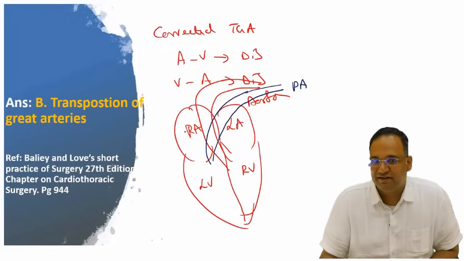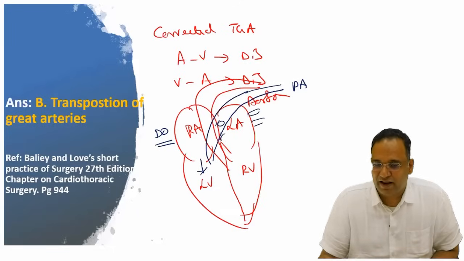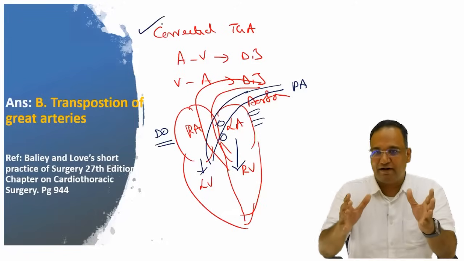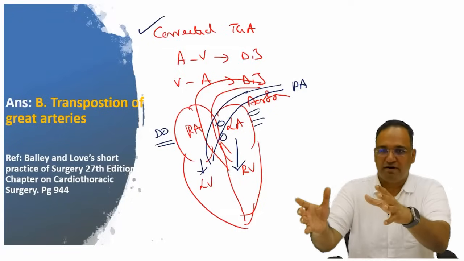But what happens? The deoxygenated blood enters the RA, goes to LV, and goes to PA. Deoxygenated blood ultimately goes to PA only. Similarly, oxygenated blood which comes to LA goes to RV. But RV in fact opens into aorta, that means oxygenated blood goes to the systemic circulation, to aorta only. So, this is called corrected TGA. Actually, the oxygenated blood goes to aorta and deoxygenated blood goes to pulmonary artery.